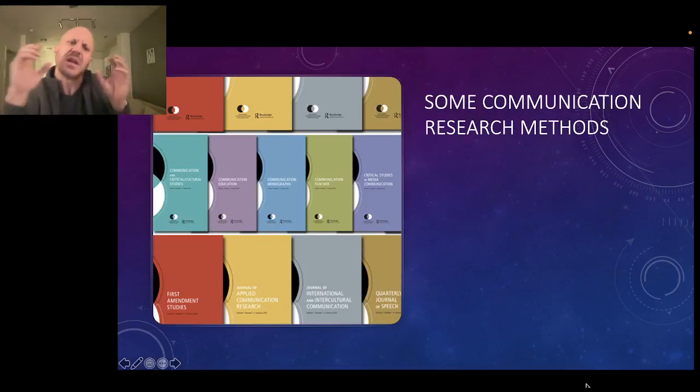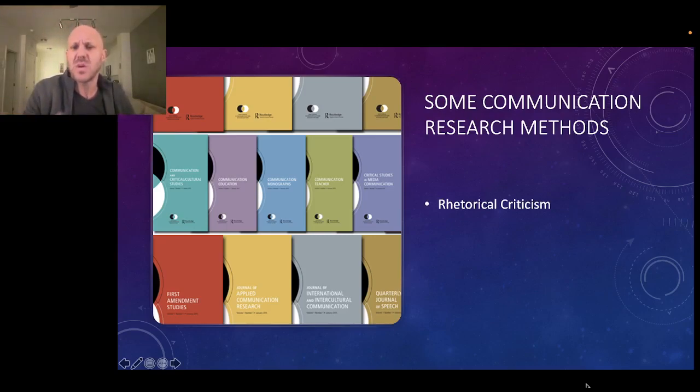So, some particular research methods that are used, and this is just a short sample. I think I'm going to show you four of them. There are many of these, but these are four big ones, and they'll give you an idea of what communication researchers do to fill the pages of these journals here. The first one, rhetorical criticism, we're going to talk about in the upcoming module items. So I'm just going to mention it here and say you're going to learn a lot about it.